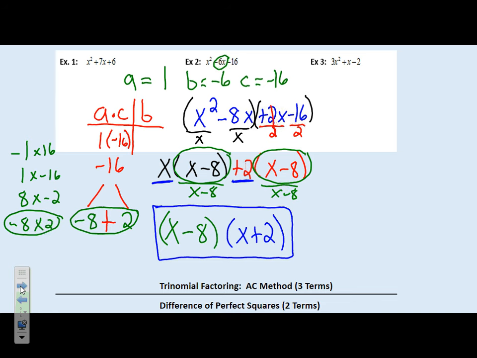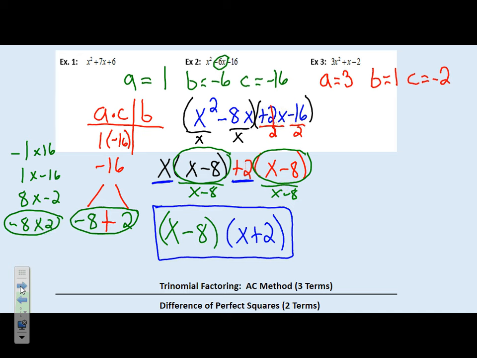6x minus 16. All right, moving on to the last one for AC method or trinomial factoring. This one, when we look at it, is a little bit different than the first two because our a is no longer 1. Our a in this one is 3. So I have a equals 3, b equals 1, c equals negative 2.